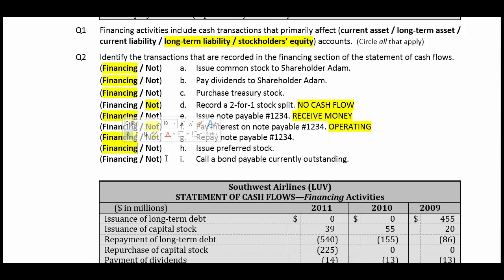Oh, this is great. Call a bond payable currently outstanding. You know what to call a bond means? To pay it off. Financing.